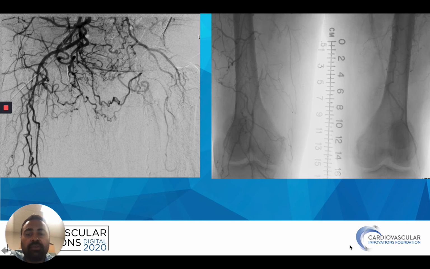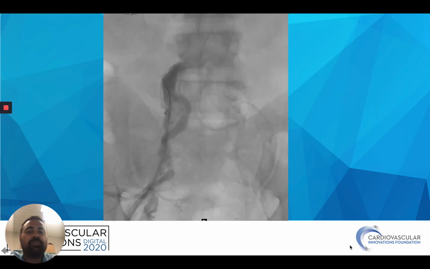Looking at the bilateral infrainguinal space, there's distal reconstitution of the right popliteal artery, and on the left, you can see there's faint opacification with collateralization as well. So this patient's plan was, let's approach the right iliac system and try to treat that so that the patient can get a right-sided endarterectomy patch as well to start with their claudication symptoms first.